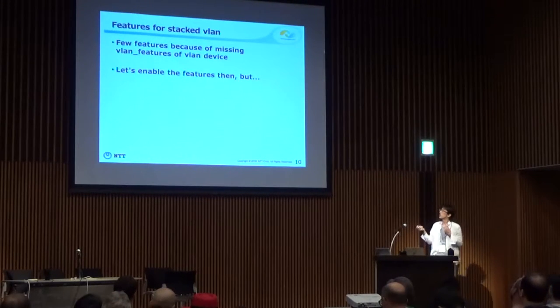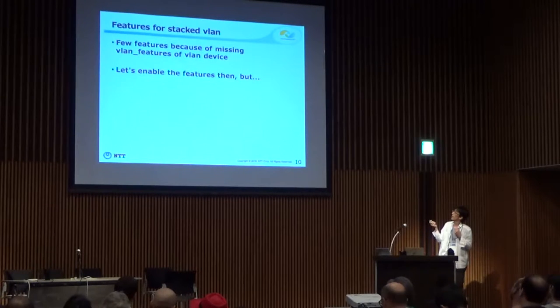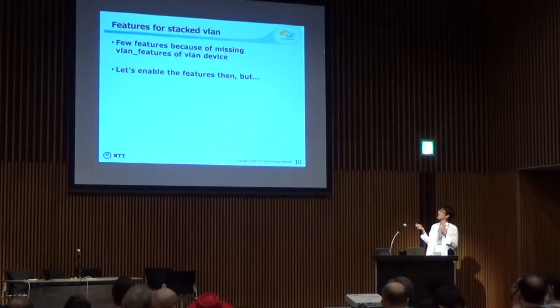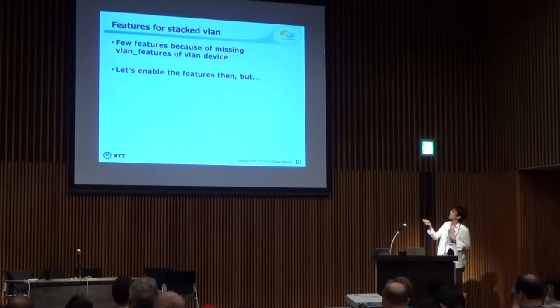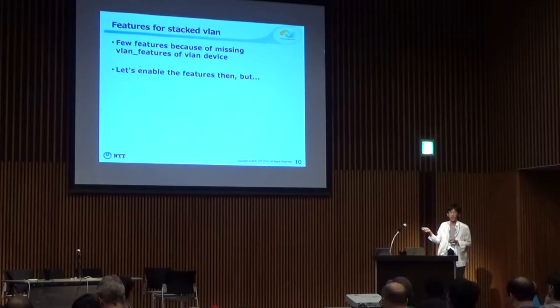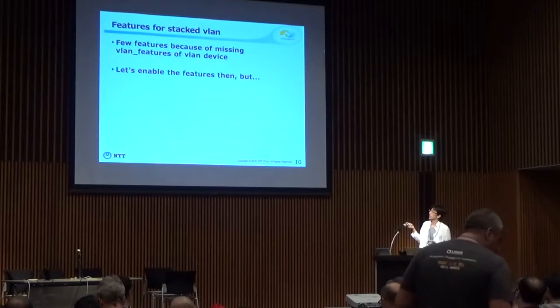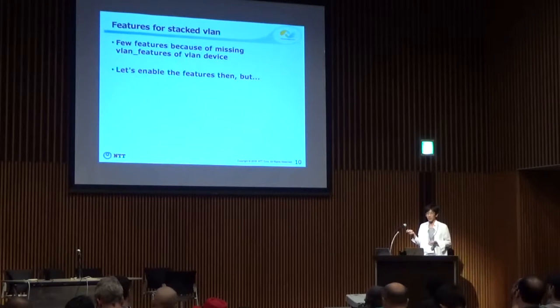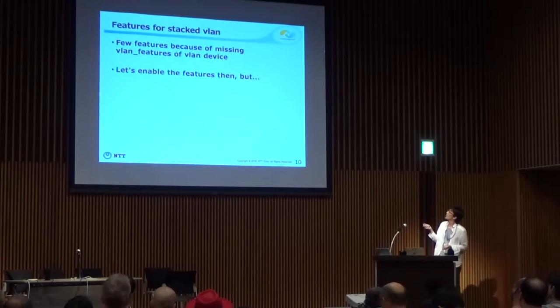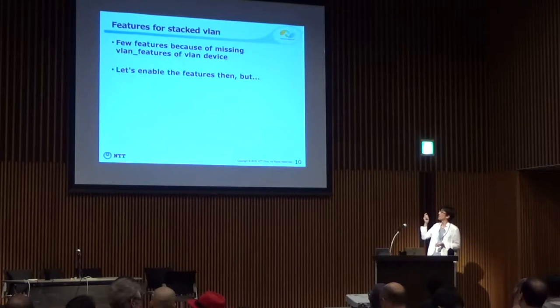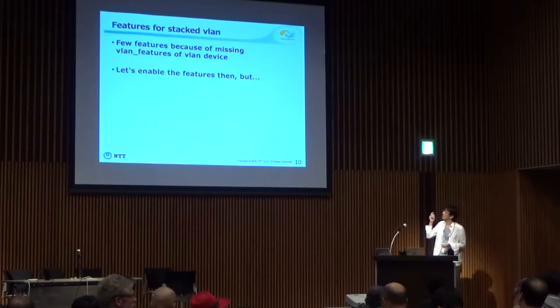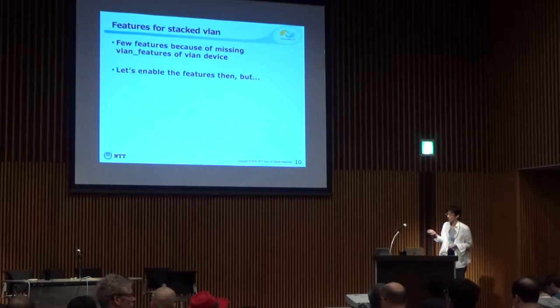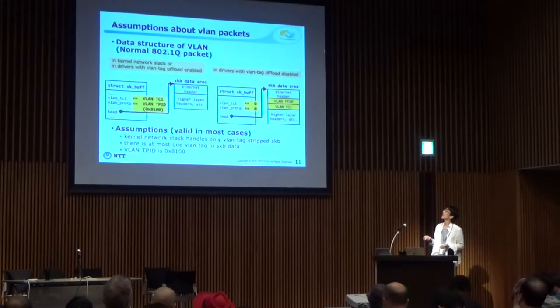This is because a VLAN device doesn't have VLAN features. So the stacked VLAN device is created on another VLAN device, and its features are derived from the VLAN device's VLAN features. And this is a bit confusing. But anyway, we can add the needed acceleration features, but it could break some assumptions on VLAN packets.